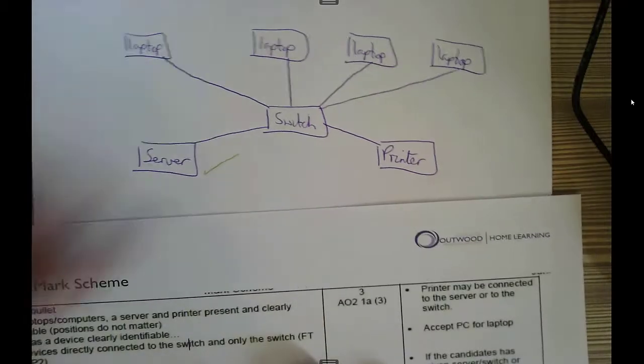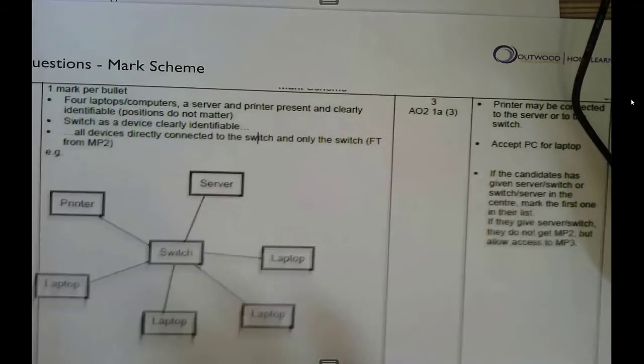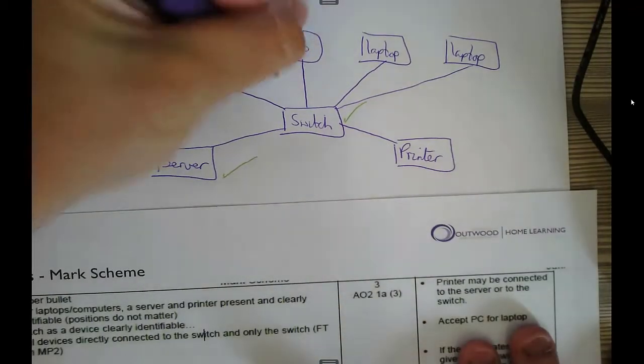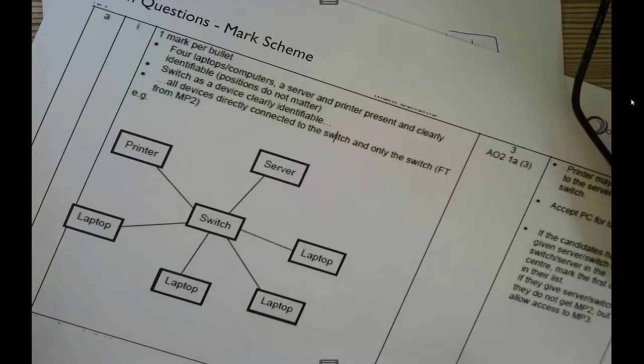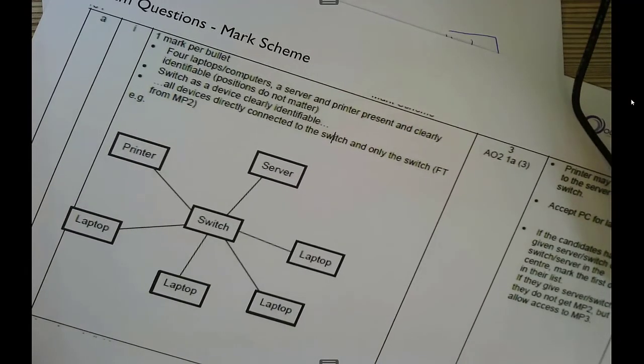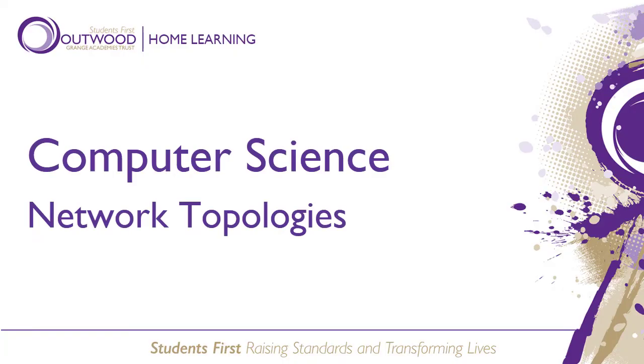So have we got a switch? Yes. And then it says for the 3rd mark, all devices are directly connected to the switch and only the switch. So all my devices are connected to the switch and only the switch. And as you'll see, my diagram pretty much matches the mark scheme diagram. And there's your topology answer. And that's everything you need to know about network topologies for today. See you next time.